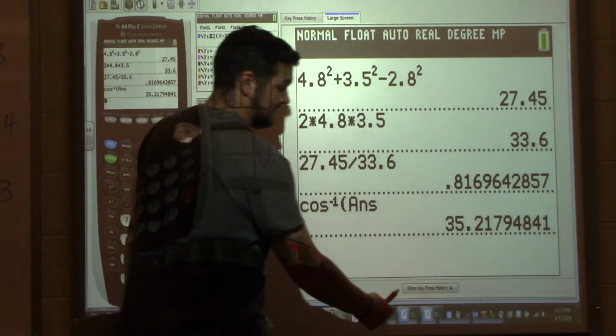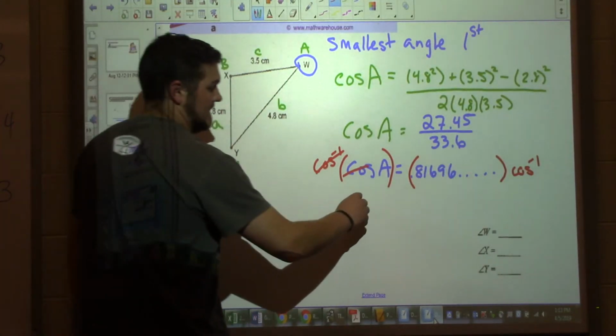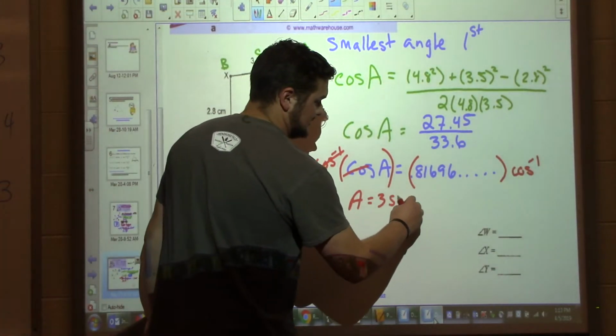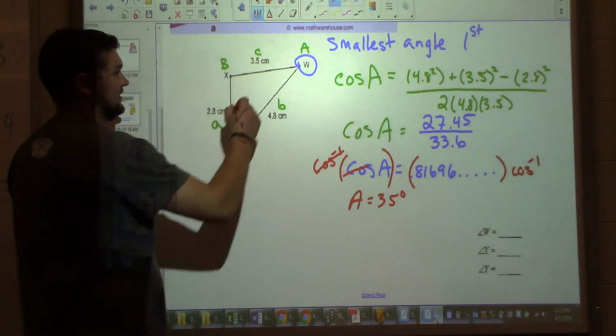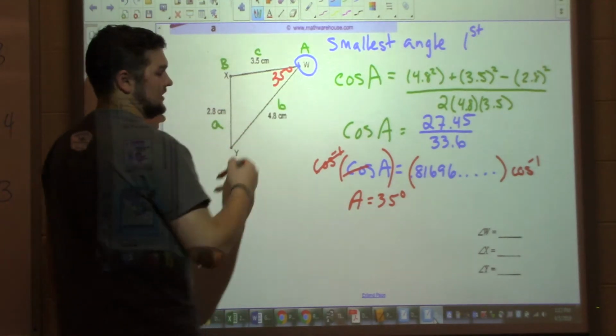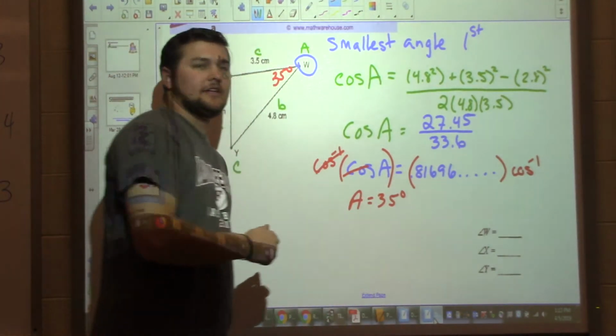Sorry. So we should get A is 35 degrees. Right? So 35 degrees. Alright. So angle A is actually which angle?